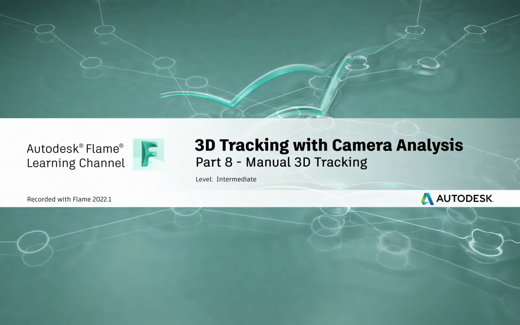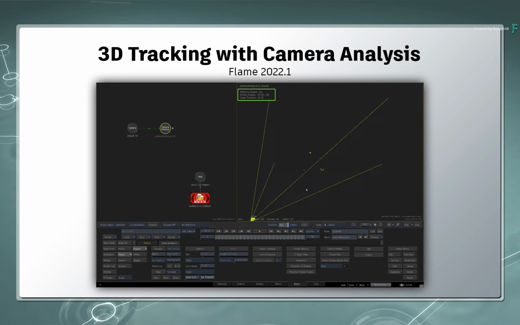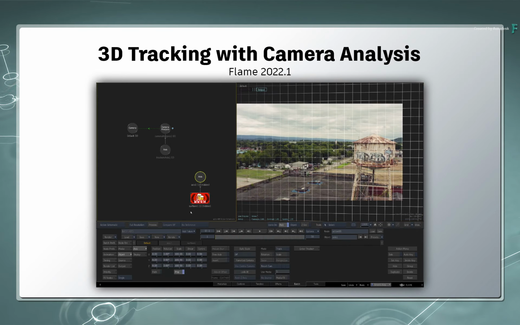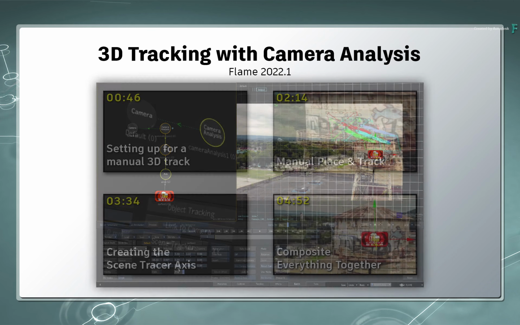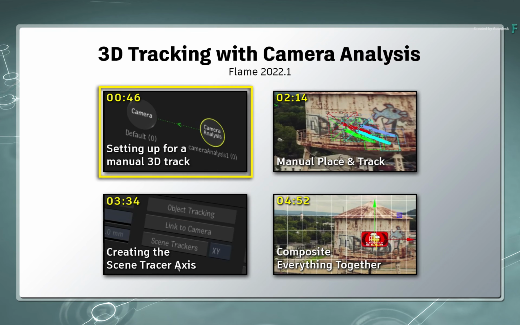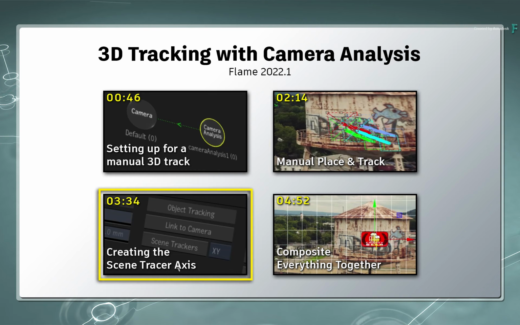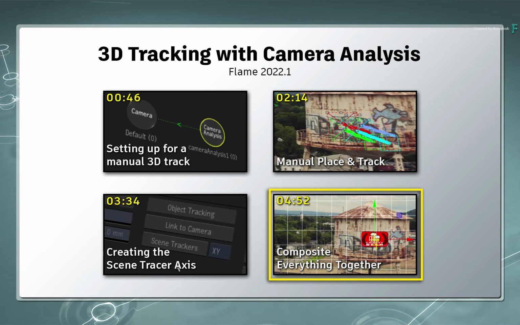In this video, you'll learn how to do a manual 3D track in the Flame 2022.1 update. You usually resort to this when the automatic 3D track struggles with a shot, or the 3D trackers don't lock onto the specific point you'd like. So you'll cover how to set up the camera analysis for manual 3D tracking, manually place and track your points, create the scene tracker axis from camera analysis, and finally attach an object as part of your composite.